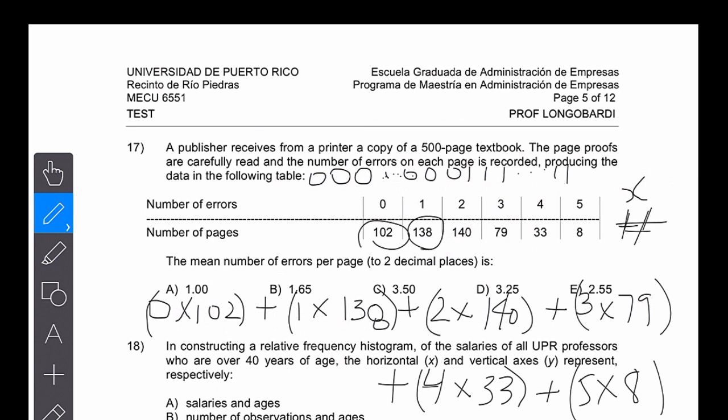An alternative would be to find the probability or the proportion of each of these values, and pre-multiply each value by their weight. But I didn't have to do that. This is way easier. That is much more complicated.